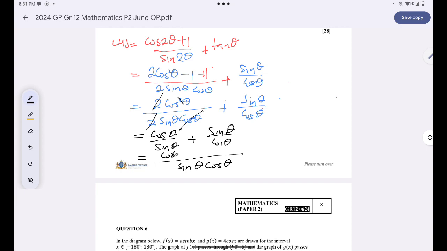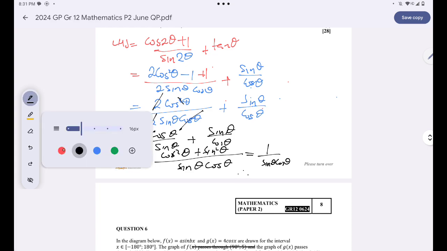Simply have cos squared theta plus sine squared theta. This thing is equal to 1 according to the square angle identities, over sine theta cos theta. Therefore now I can conclude that the left hand side is equal to the right hand side altogether. So that's how you prove identities.